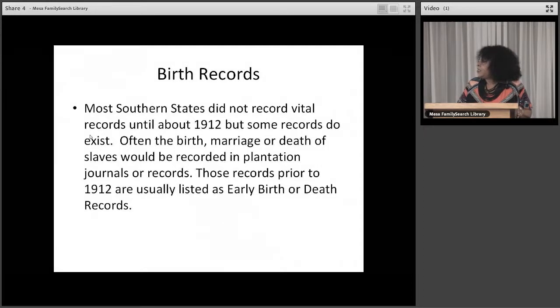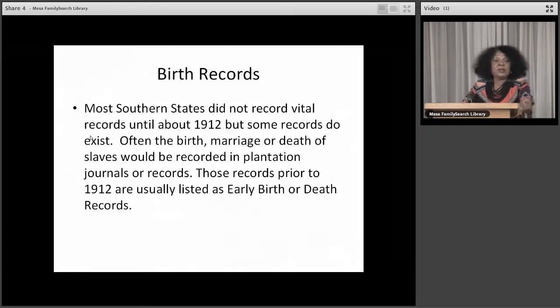Most southern states did not record vital records until about 1912. Often the birth, marriage, or death of slaves would be recorded in plantation journals or in their actual day-to-day work orders. What they would do at the beginning of the spring season, they would distribute tools or shoes, or warm blankets in the winter. And this was usually done in family groups. And they kept a record of it, especially of the tools, because they could be used as weapons too.